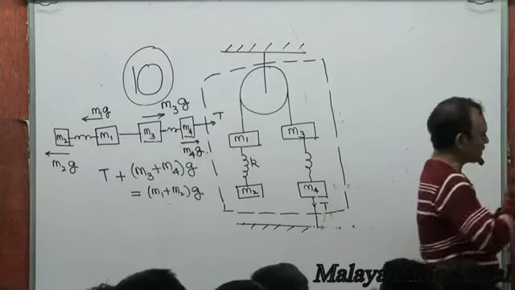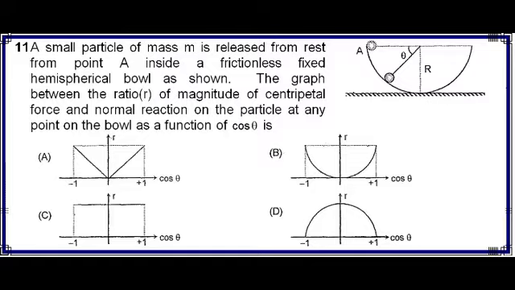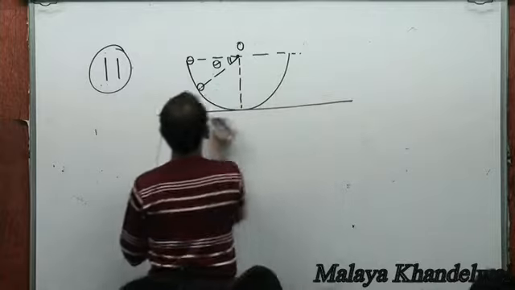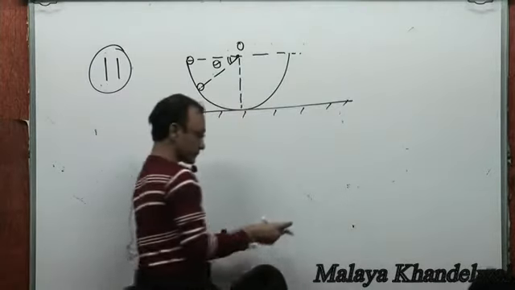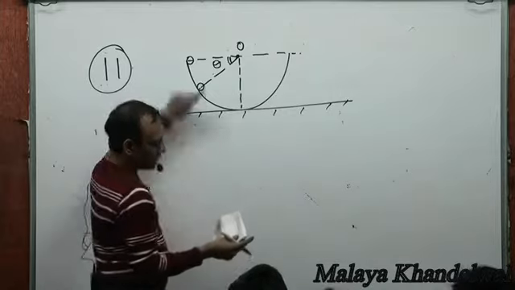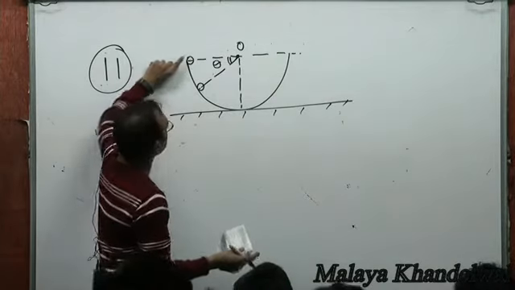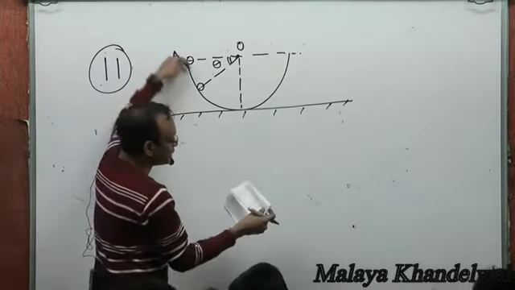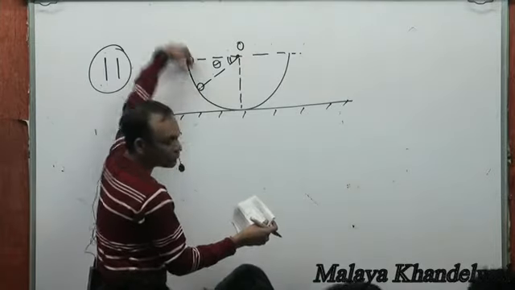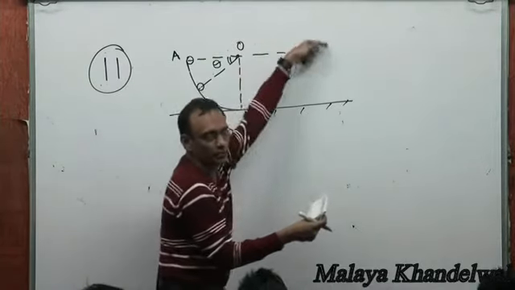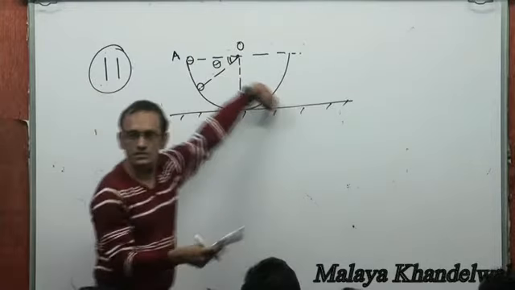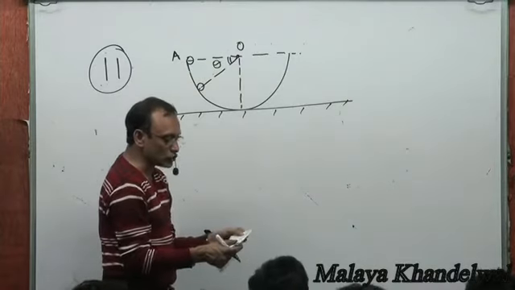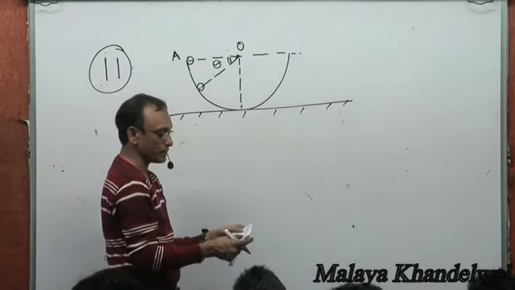Right, let's look at the next one. Yes, please, your attention. A small particle of mass m is released from rest at the point A inside a frictionless fixed hemispherical bowl, as shown. The graph between the ratio of the magnitudes of centripetal force to normal reaction.